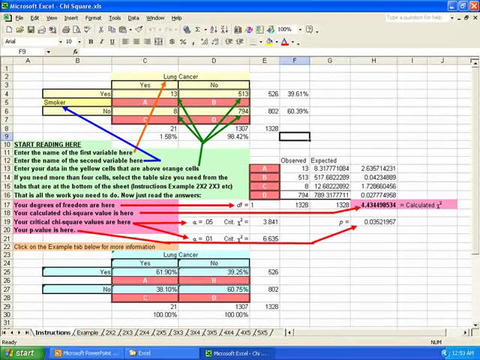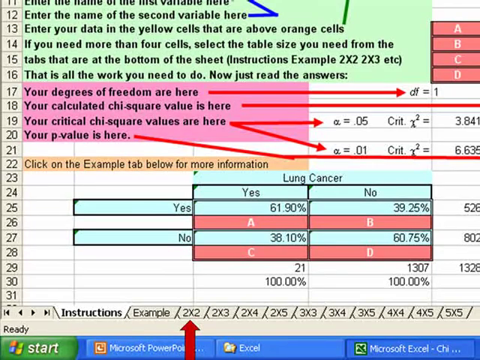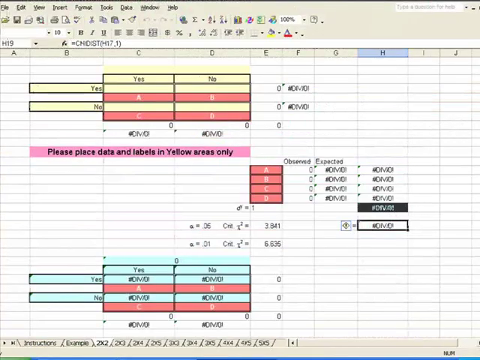If we look at the bottom, you'll see that it says instructions, example, 2 by 2, 2 by 3, 2 by 4. This is the size of the table. Well, we have a 2 by 2 table. There was yes, no for each category. So that's a 2 by 2 table. So we'll click on the 2 by 2 tab to go to that page. Now when we click on the 2 by 2 tab, we get a page that looks like this.